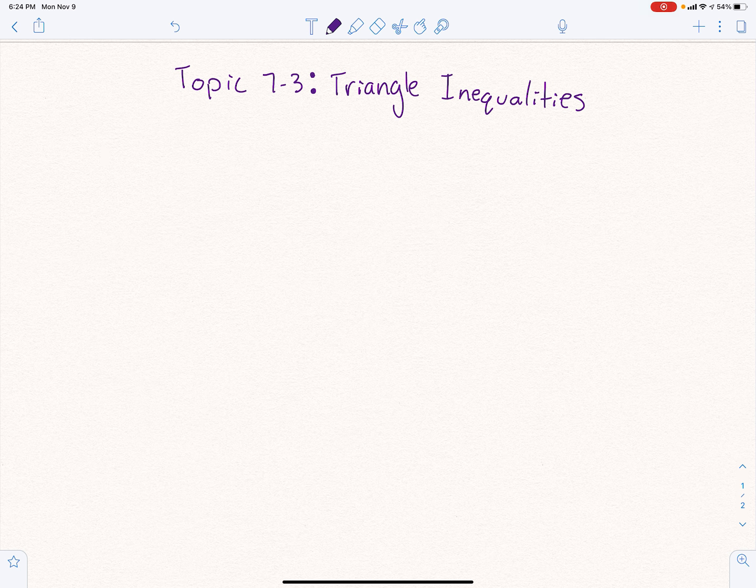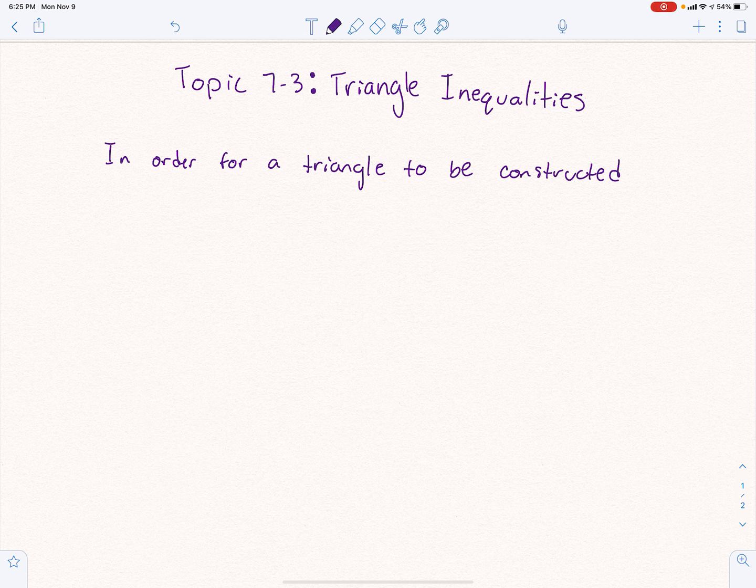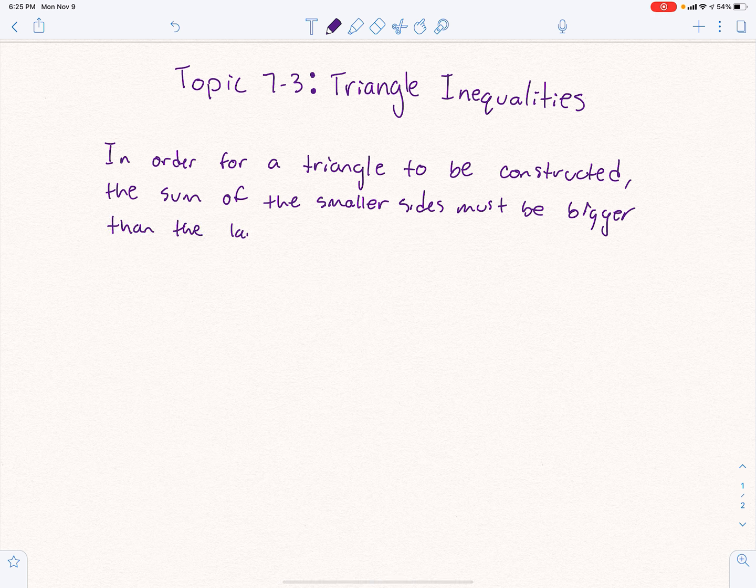So in order for a triangle to be constructed, the sum of the smaller sides must be bigger than the larger side.